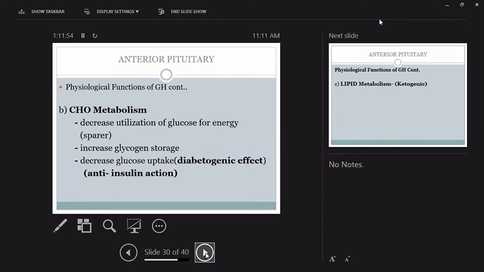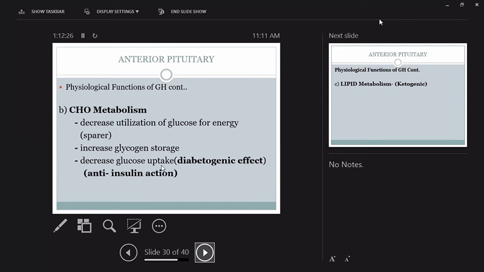You have to remember these things because in the process of forming the questions, we tend to exchange these terminologies just to let you be confused, just to test if you really know the lessons, okay? So remember, decrease glucose uptake.